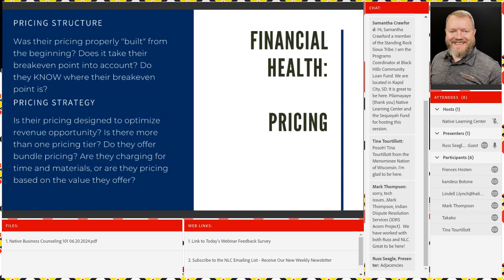Is it designed to optimize their revenue? Is there more than one pricing tier? Do they have a silver, gold, platinum level? Do they have different things that people can take advantage of? Maybe step up to a different price tier. Do they offer bundle pricing? Maybe I've got some stuff from last year that I need to move. I'm going to bundle it with the new stuff this year, and I'm going to sell it all together. It's not going to go away for free, but I'm going to give people such a good deal that they're going to say, yeah, I'll take that whole bundle of 3 items rather than just buying this one thing.